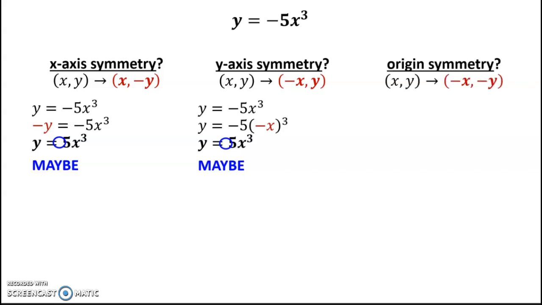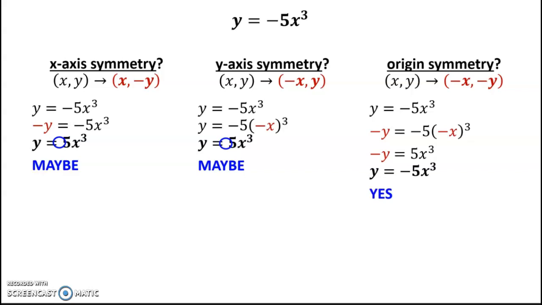Last, checking for origin symmetry, we replace both the x and the y. Manipulating, and then solving for y here, we do get our original back, so that's a yes. Last one.